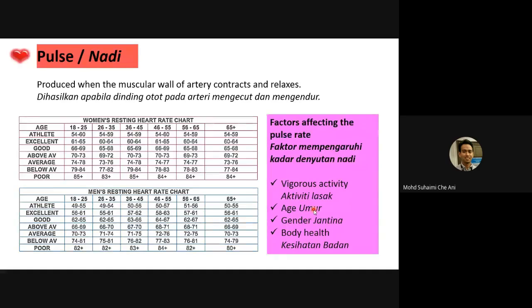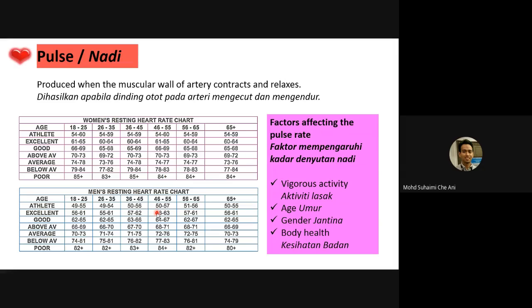Age will also make a difference. For example, older persons will have a lower pulse than adults or young people. And then gender: the pulse rate of women is higher than that of men. And for body health, if you are healthy you will have a normal one, but when you become sick, it becomes higher or lower depending on the type of disease.